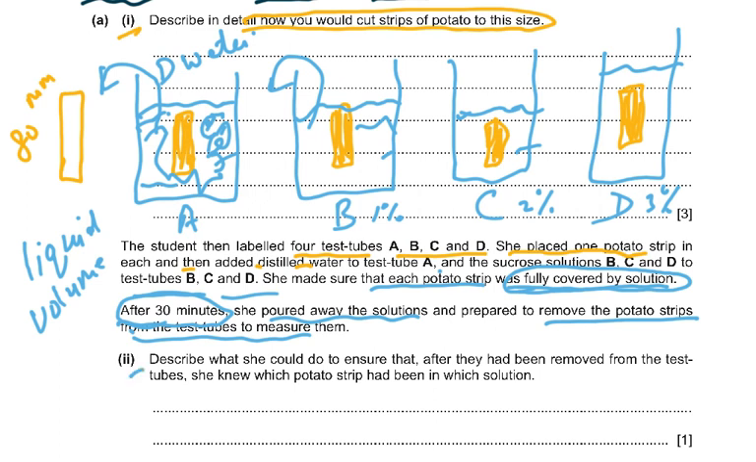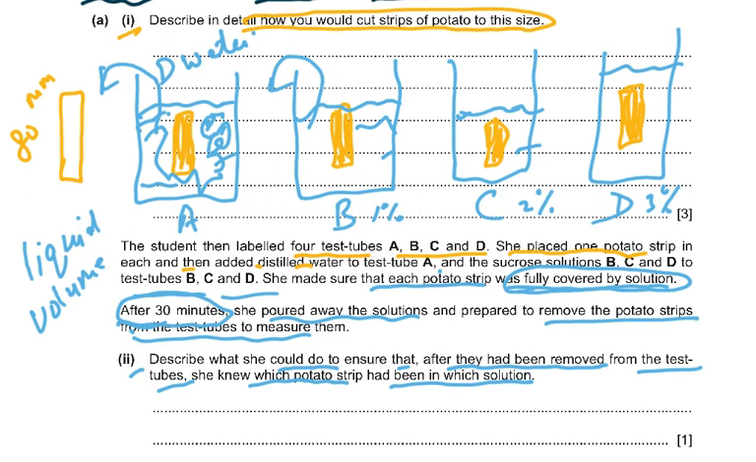Then it says describe what she could do to ensure that after they had been removed from the test tube, she knew which potato strips had been in which solution. But if she just takes them out and places them, she needs to then do something to mark it. Okay, this one is the one from tube A, which was distilled water.